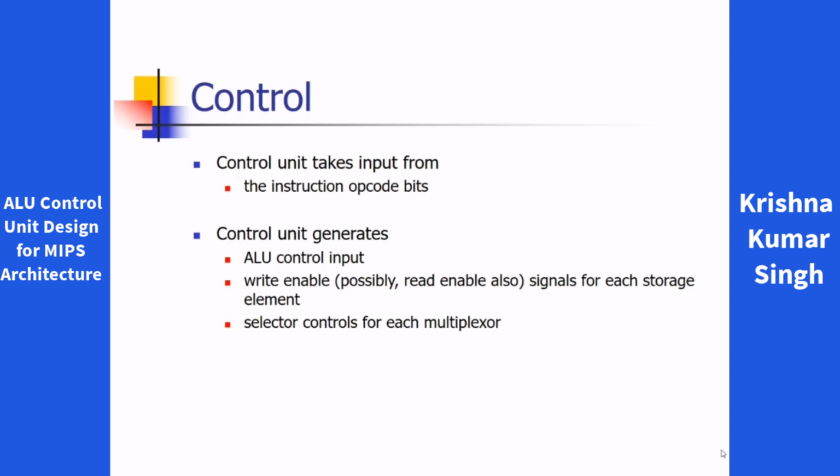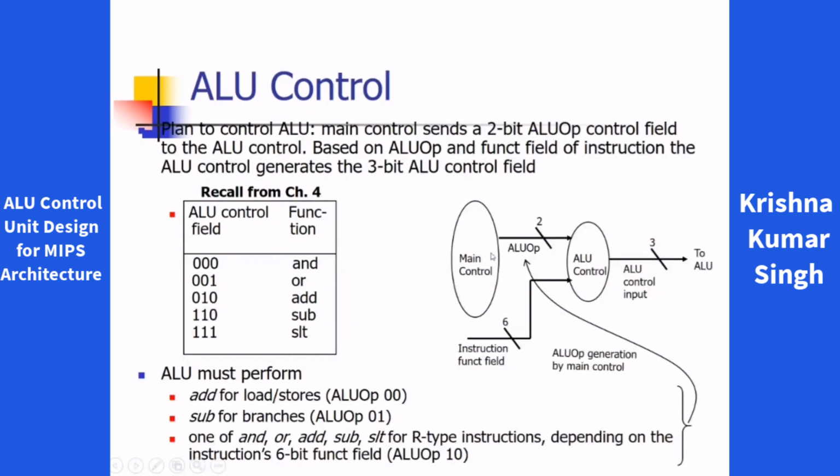A combinational circuit in the control unit generates different control signals. For example, the ALU control input, write enable signals for each storage element, and select controls for each multiplexer. So in this figure you can see the main control unit, which generates 2 bits of control for the ALU, and also it generates some other control signals for the other components of the processor. But for now, let's focus on the ALU part.